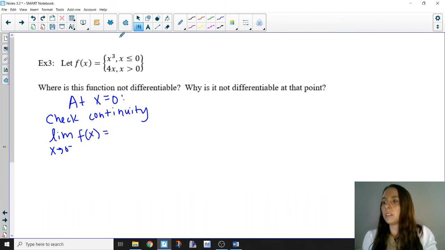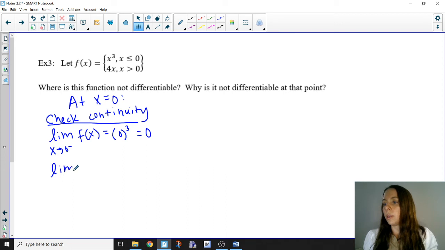And that means subbing 0 into the less than or equal to 0 piece, which is x cubed, or we'll take 0 cubed and get 0. Let's put a line here. And then we will do the limit as x approaches 0 from the right of f of x. Use the greater than 0 piece, sub 0 in, 4 times 0 is 0.